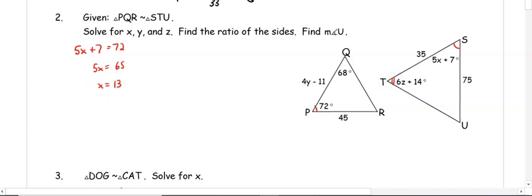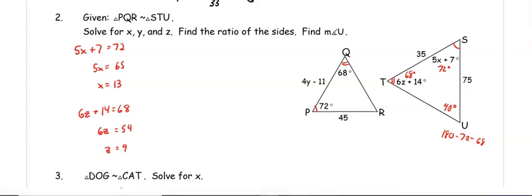Angle T is going to correspond with angle Q because they are the second letter of each triangle. So 6z plus 14 is equal to 68. We can subtract the 14, 6z is equal to 54, and we divide, z is 9. It also wants us to find the measure of angle U, so while we are at it right now, we know that S is 72 degrees, T is 68 degrees, so we can subtract those from 180 to get angle U is going to be 40 degrees.